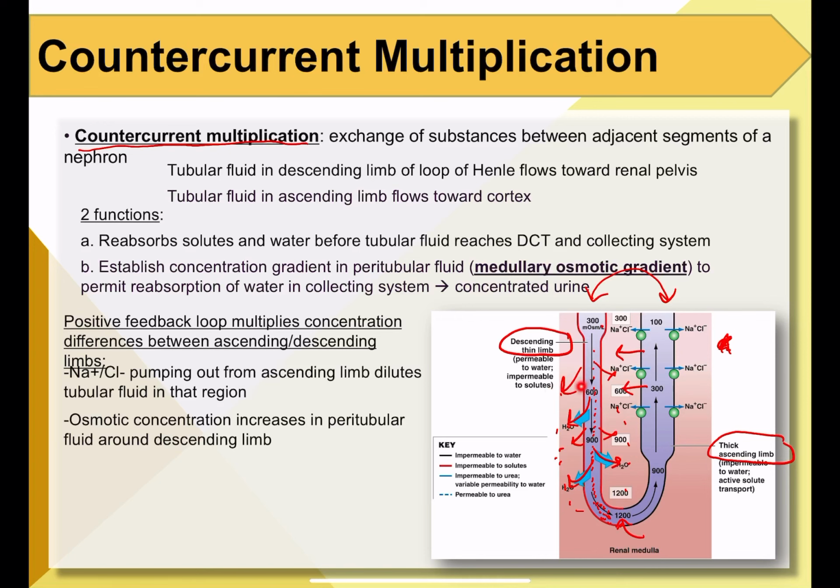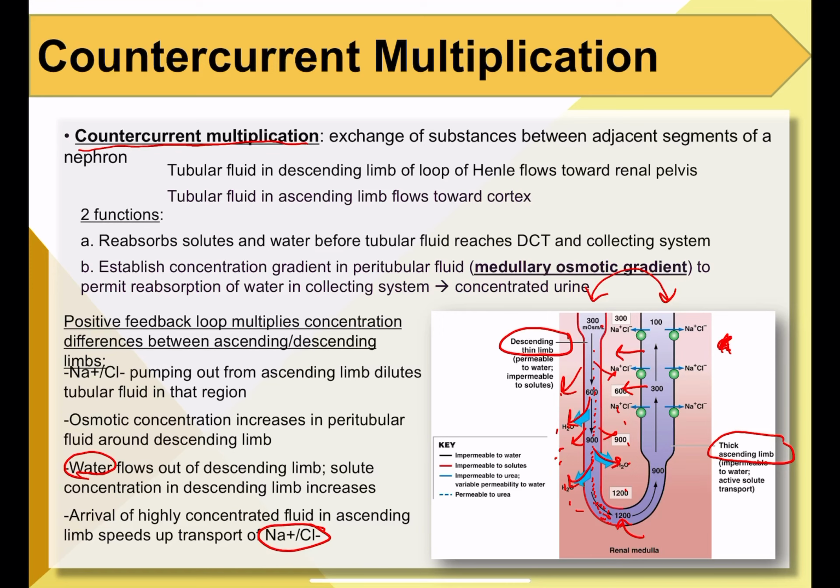So what's happening here is promoting what's happening here, and what's happening here is promoting what's happening here. That's why it's called the positive feedback loop that multiplies the concentration differences between your descending limb and your ascending limb. This is what's called countercurrent multiplication, due to the membrane differences in terms of what they are permeable to. Water is what moves out of the descending limb, while sodium chloride is what moves out of the ascending limb.